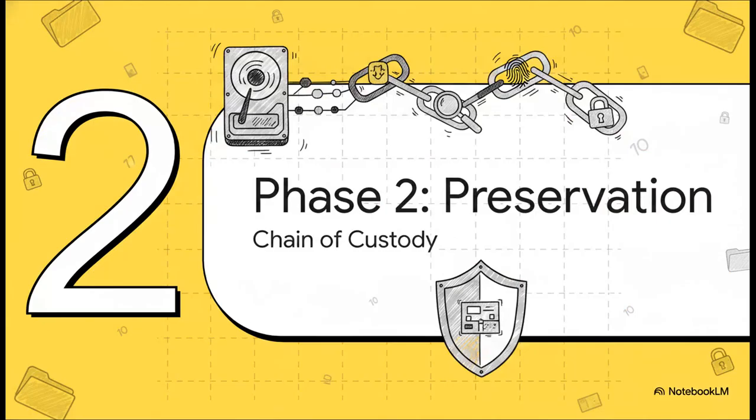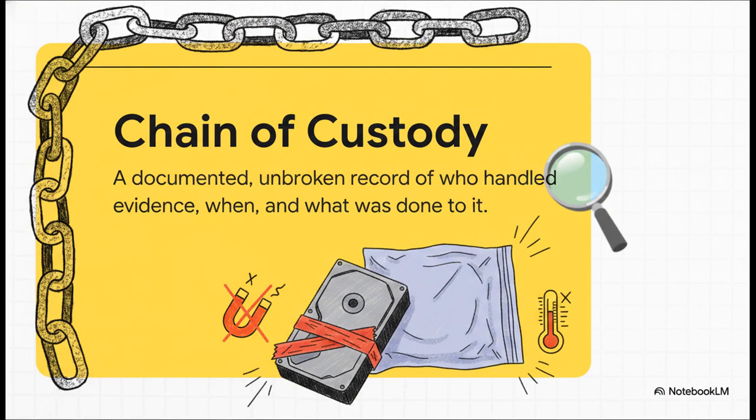Moving on to phase 2, preservation, and maintaining an unbroken chain of custody. Once the scene is triaged, we enter a phase that has a zero margin for error. One wrong move, one altered file, and a criminal could walk free. So what does this actually mean? Well, the most critical element here is the chain of custody.